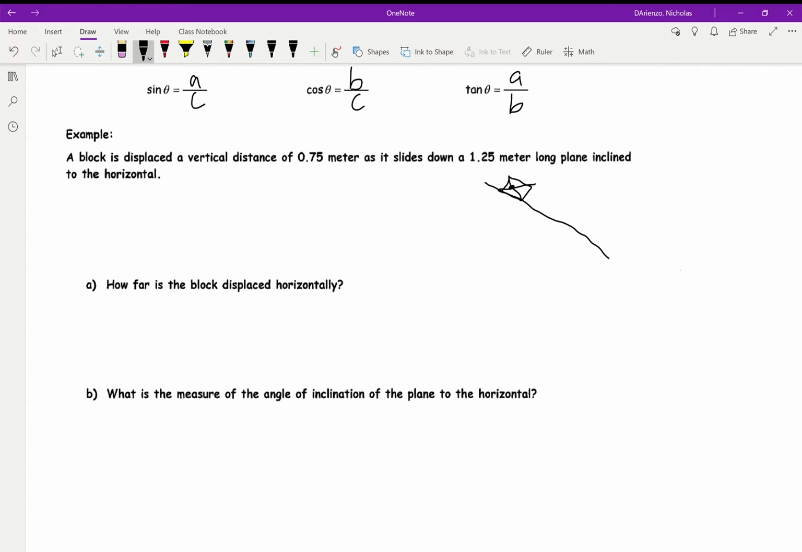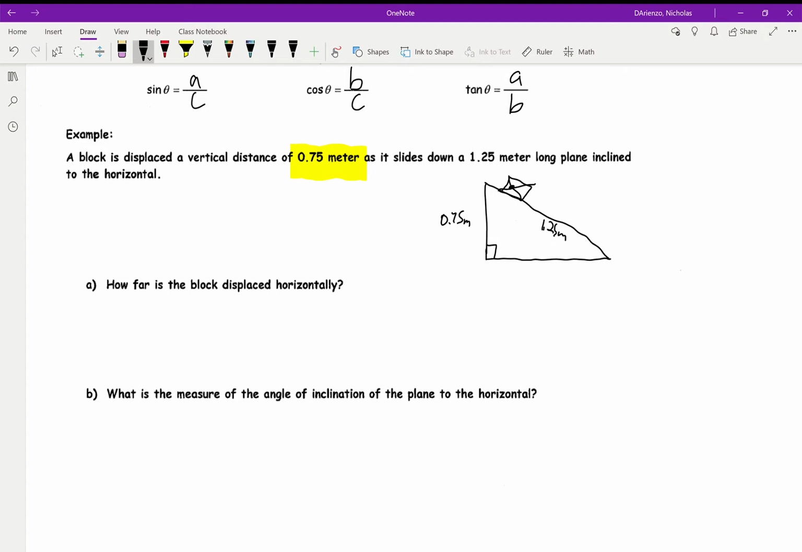We know that this block has a vertical displacement of 0.75 meters, which means off of the ground, this is about exactly 0.75 meters. And it is sliding down a 1.25 meter long plane. So the ramp that it's on is actually 1.25 meters long. We can complete this triangle. We know that this is a right angle.